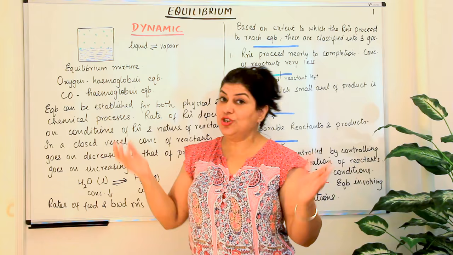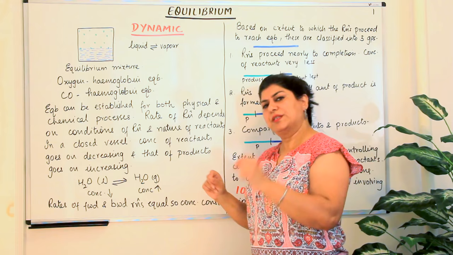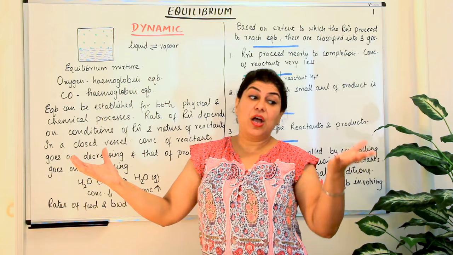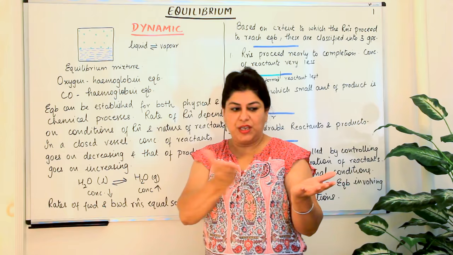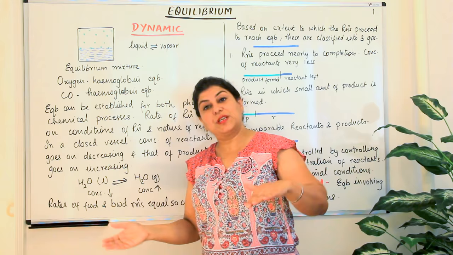And I would urge you to really look around you and see, where do you see equilibrium around you? Moving on with it. Equilibrium can be established for both physical processes and chemical processes. This is just a physical change. It's a change of state. And in chemical reactions also, you have reactants turning into products and products turning back into reactants at the same time. So as soon as reactants are turning into products, the moment the products are formed, they start reacting with each other and giving back the reactants. So equilibrium can be established in both physical processes and in chemical processes.